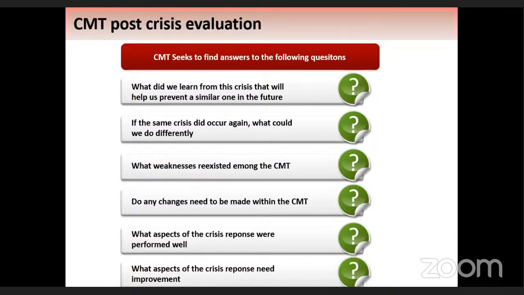Then, what weakness existed among the CMT? Then we have the changes that need to be made within the CMT. What aspects of the crisis response performed well? Then what aspects of the crisis response need improvement?